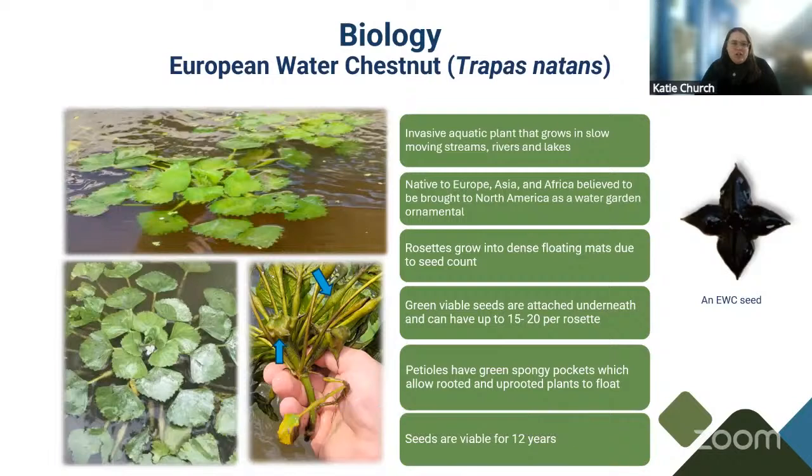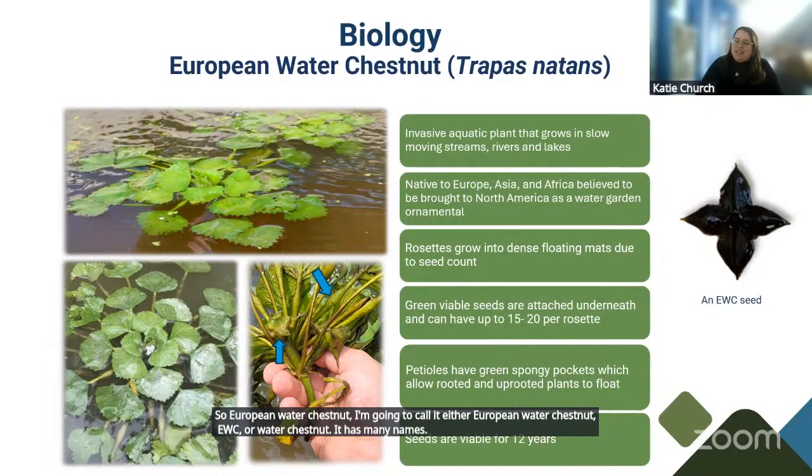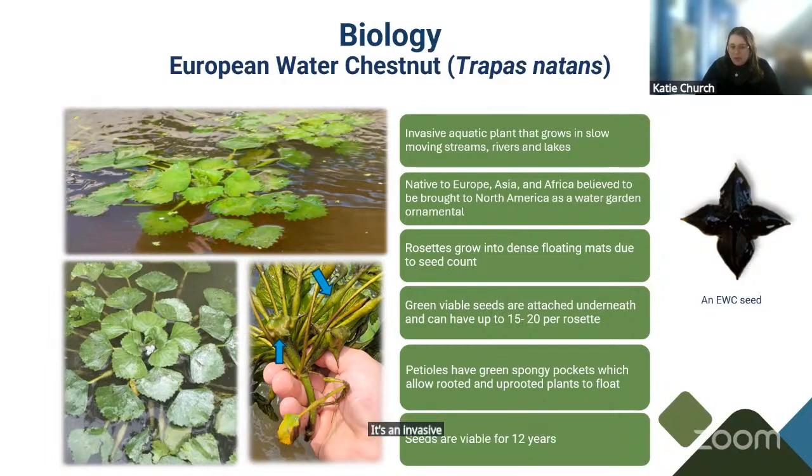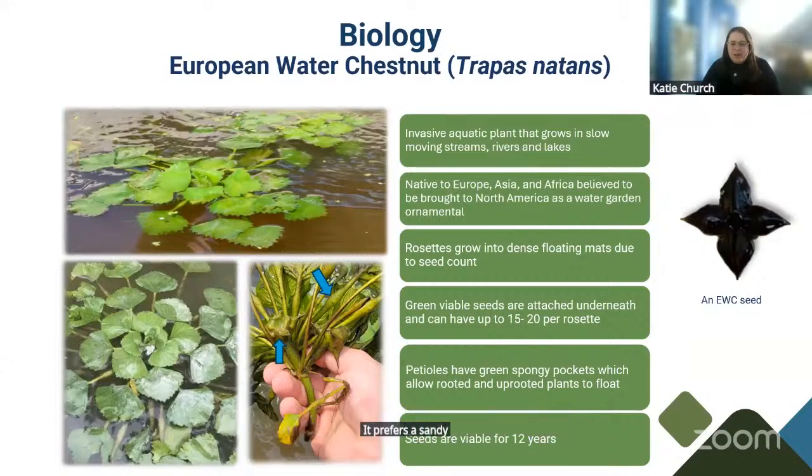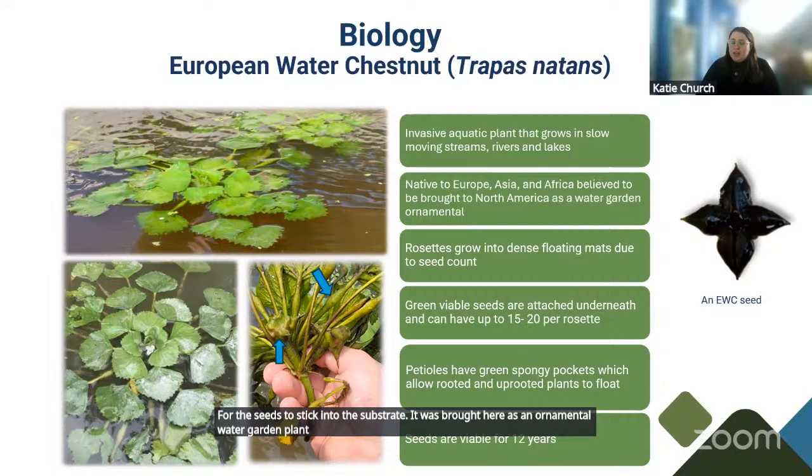So European water chestnut, I'm going to call it either European water chestnut, EWC, or water chestnut. It has many names. It's an invasive aquatic plant. It's an annual plant that grows in slow-moving streams, rivers, and lakes. It prefers a sandy, silty, clayey sediment. It doesn't really like a rocky bottom for the seeds to stick into the substrate. It was brought here as an ornamental water garden plant to North America, and it's actually native to Europe, Asia, and Africa.